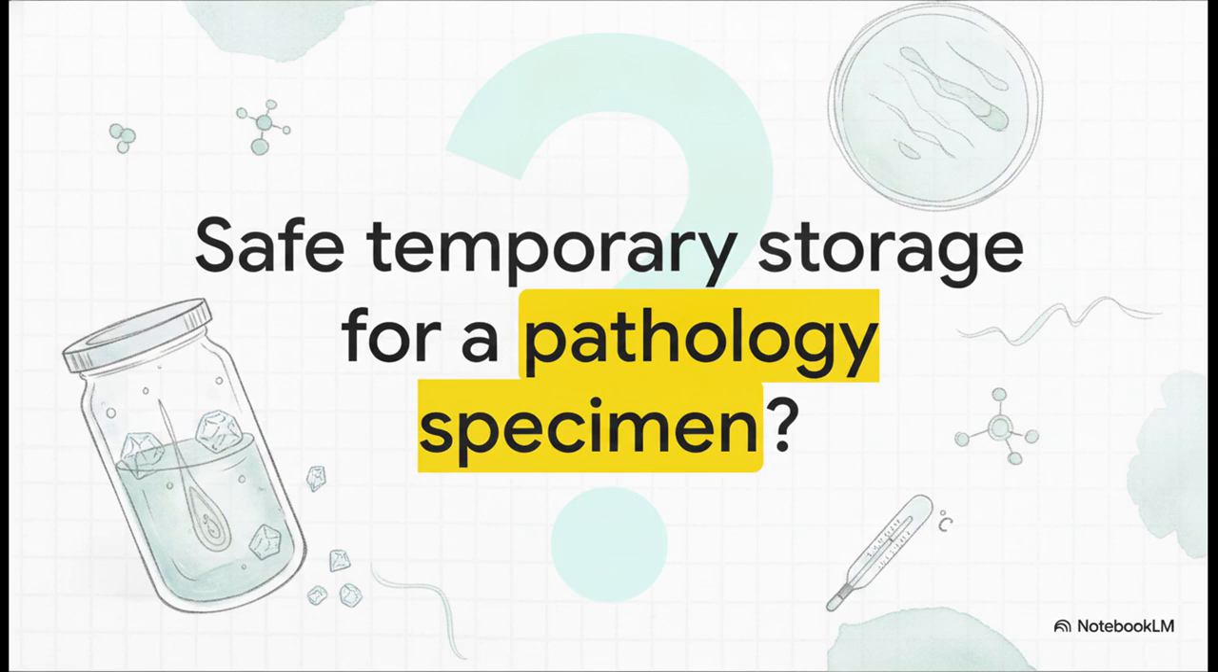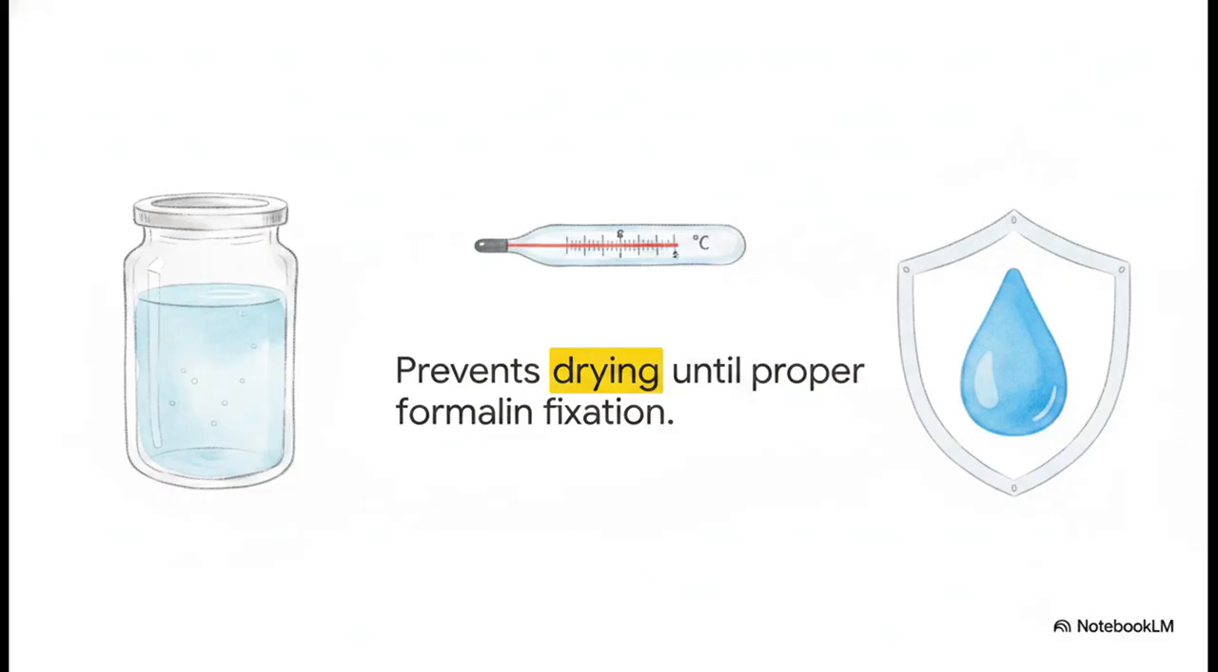Unaware of how to fix a particular histopathology specimen, it is safe to store the sample temporarily in which of the following? A, empty bottle at 4 degrees Celsius. B, preserved in glutaraldehyde. C, frozen at 0 degrees. D, normal saline at 8 degrees. Or E, pyridine solution at room temperature. Correct answer D, normal saline at 8 degrees Celsius. This prevents drying and degrading.